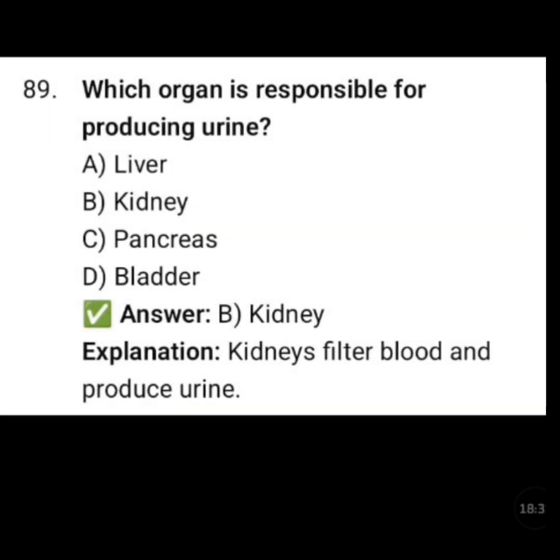Which organ is responsible for producing urine? Liver, kidney, pancreas, bladder. The correct answer is option B, kidney. The kidney filters blood and produces urine.